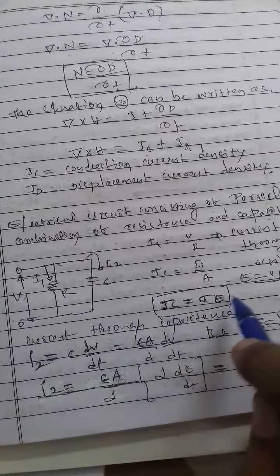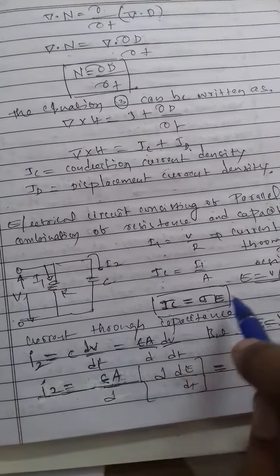So that epsilon A dE by dt. Jc is equal to sigma E, because I1 is equal to V by R, Jc is equal to I1 by A, but E is equal to V by D.